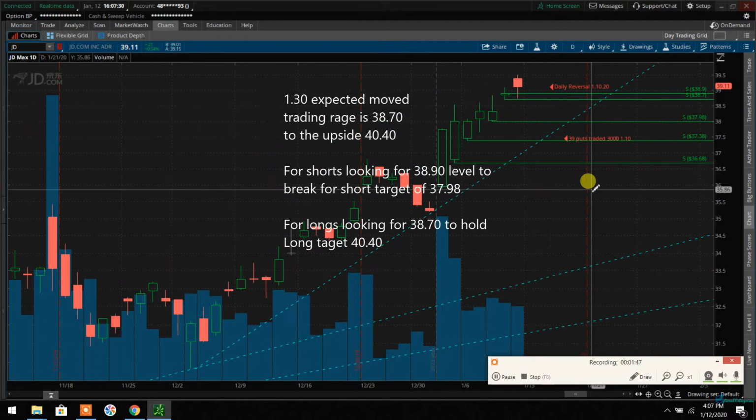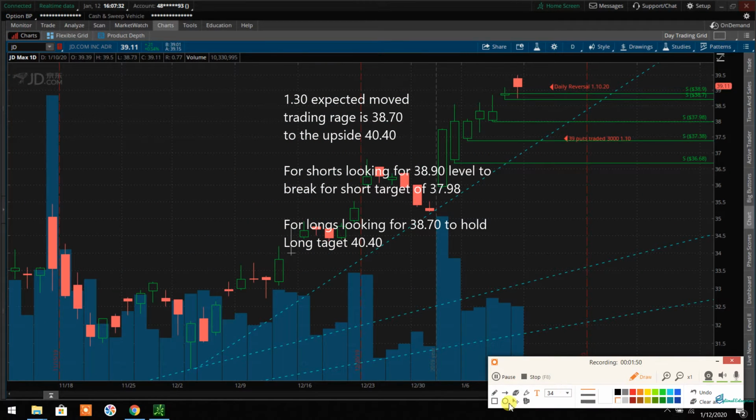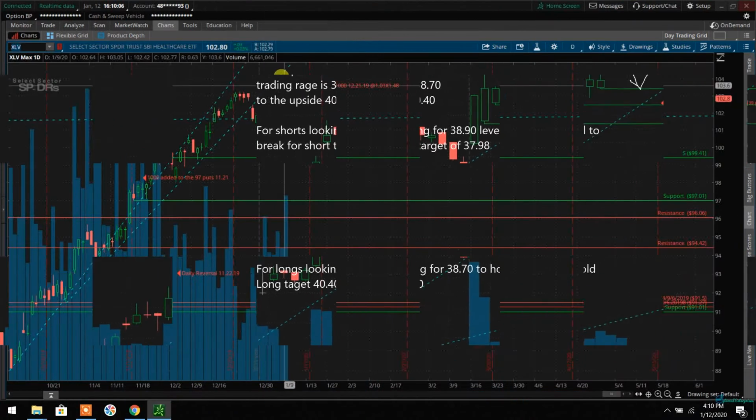So just to zoom in on that real quick, you can see that for shorts we're waiting for this to break right here, the 38.90. For longs we want this right here, just 20 cents below, 38.70 to hold. So it can pull back and break. But if it breaks this level, that's where I'd initiate my short, and that's going to be our short target right there.